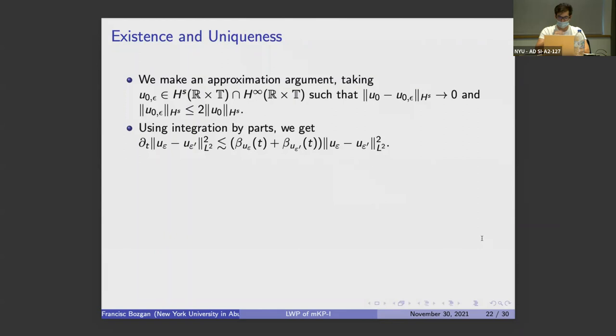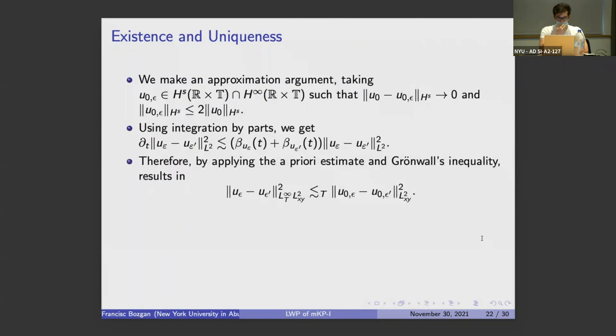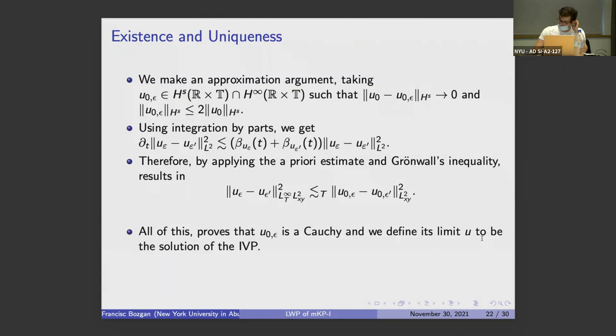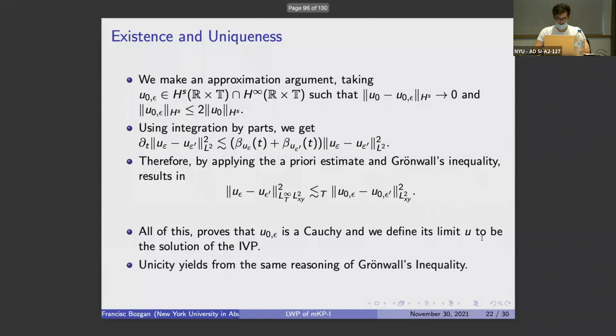And of course, you probably recognize that we can apply Gronwall's inequality here, and we can bound the difference between U epsilon and U epsilon prime in L2 of space by the difference of the initial data in L2 of space. So we'll get that this is a Cauchy sequence. The limit will be U, and this will be the solution of my initial value problem. Of course, by this convergence, it's in L infinity in time. The uniqueness will also come from the same reasoning as Gronwall's inequality. Just take if this is zero, this should also be zero.